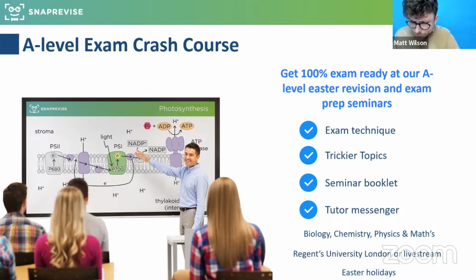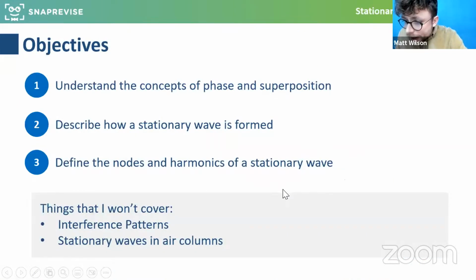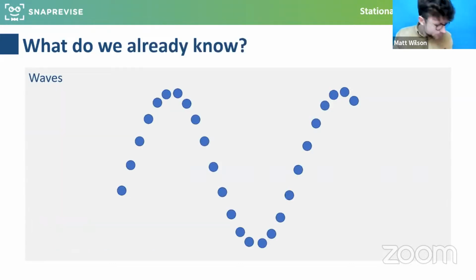All right, so I'll mention more about that at the end, but for now, I think it's time for us to get started. So this is about stationary waves, and the objectives are to understand the concepts of phase and superposition. Then we're going to describe how stationary waves are actually formed, and define the nodes and harmonics of a stationary wave. That last bit is some more language and some more maths for describing stationary waves. All right, let's do this.